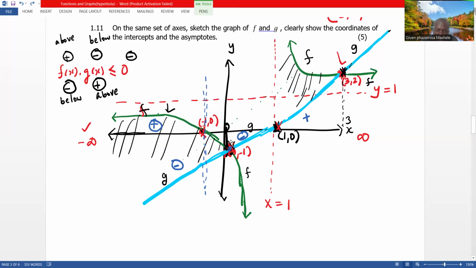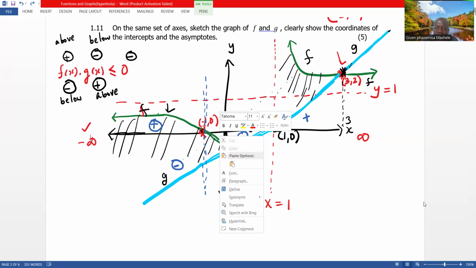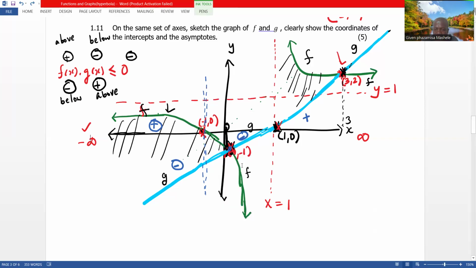Between minus 1 and 0, f is below the x-axis. Even at that time, g is below the x-axis, so it's not what we want. They're both negative. But from 0 up until 1, they're still both negative. So from minus 1 up until 1, these two graphs are both below the x-axis. So we want where one is above the x-axis and the other one is below the x-axis.